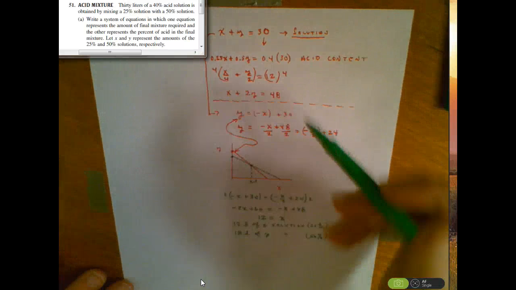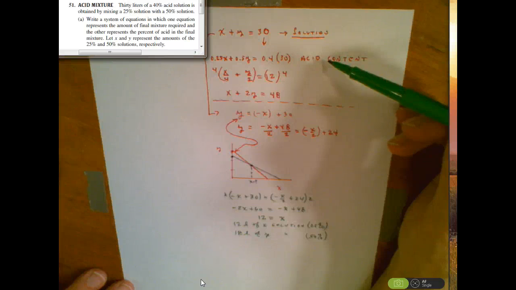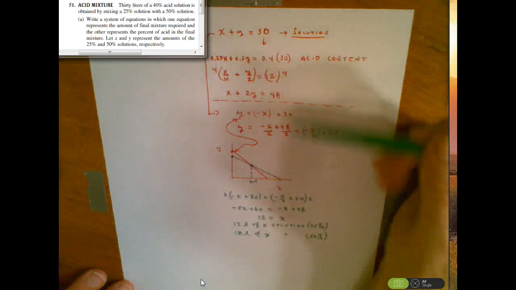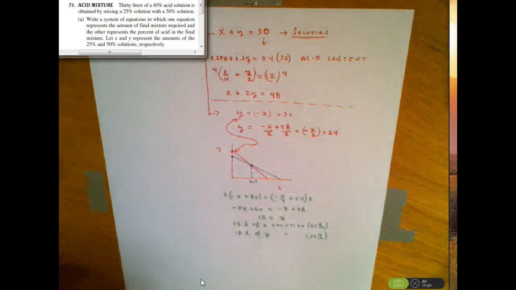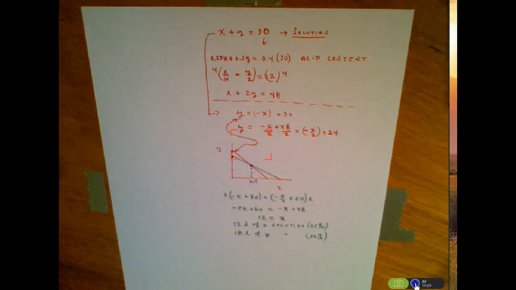So the key is, let's review. We made a bulk solution equation, and then we made an acid content equation. We looked at those two equations and then solved them with a system of equations to find that we needed to get 12 liters of x and 18 liters of y.